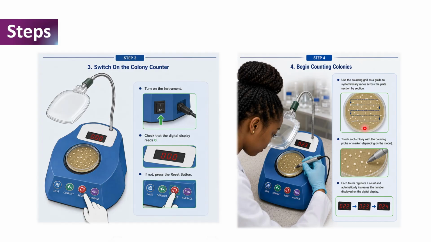So once we are done with this, we then start reading by touching each colony with the counting probe or the marker, depending on the model. And once each colony is being touched with the probe or the marker, each touch registers a count and automatically increases the number displayed on the digital display of the colony counter as shown here.